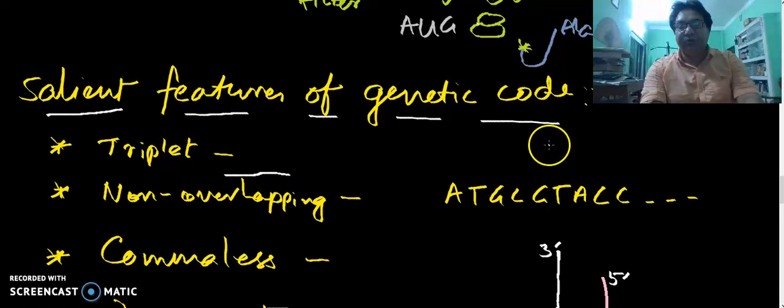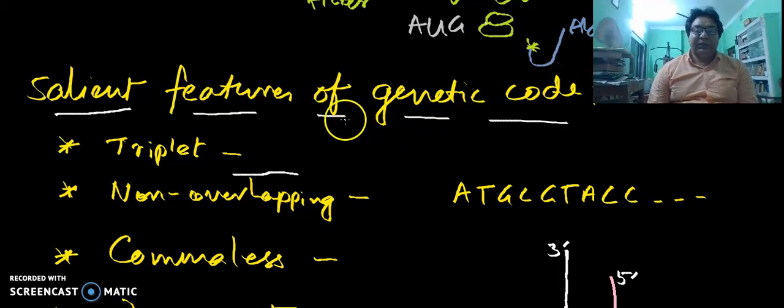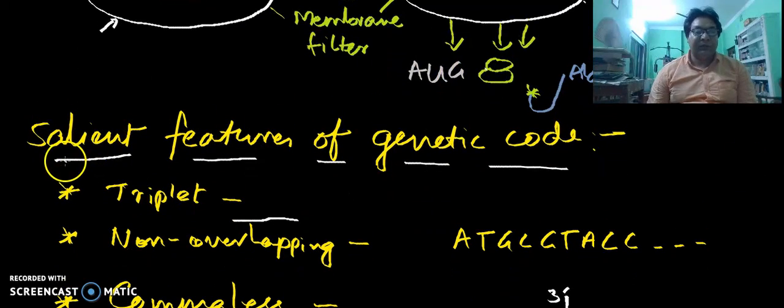In this video lecture, which is the second part of the genetic code lecture, we will be talking about the salient features of genetic code. What are the salient features of genetic code?